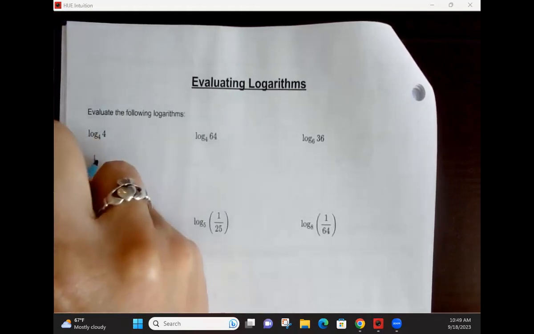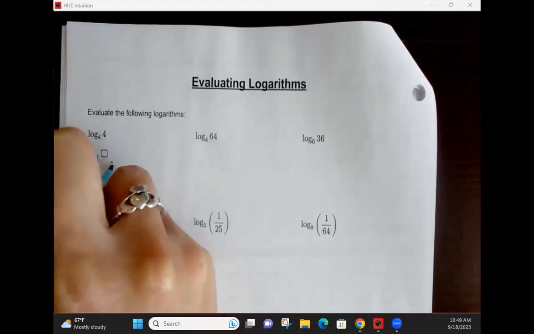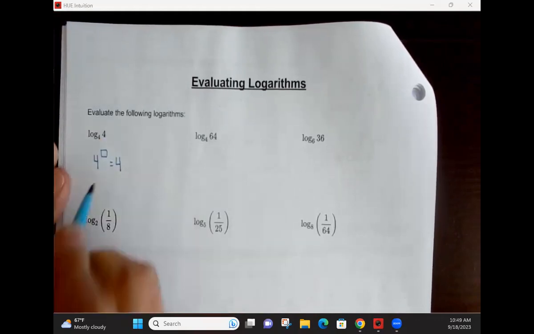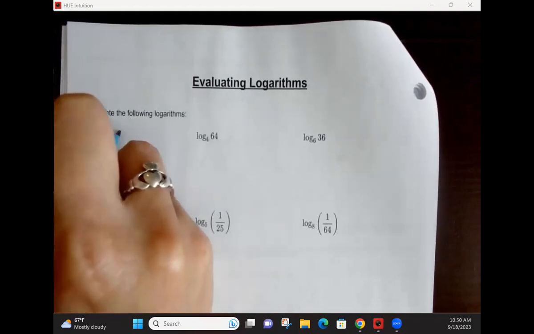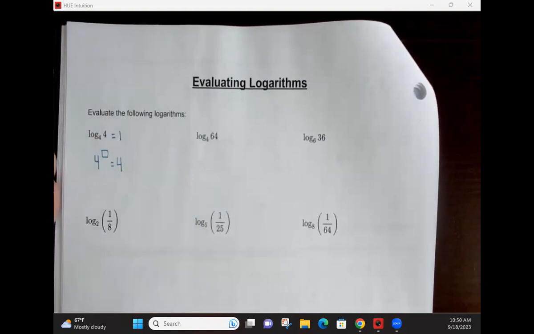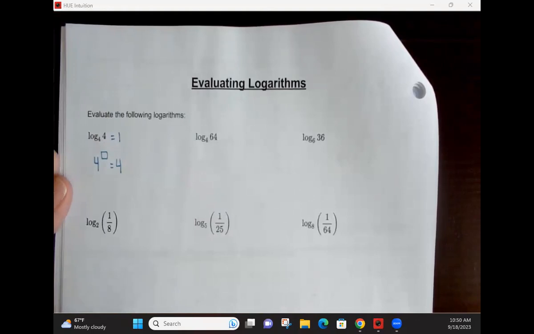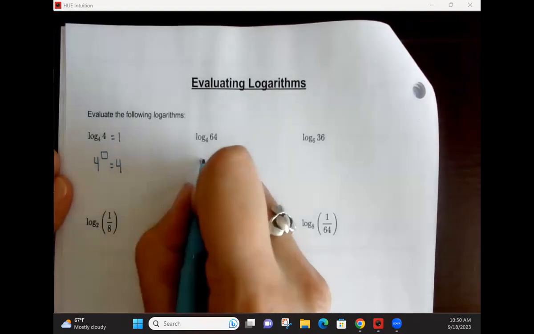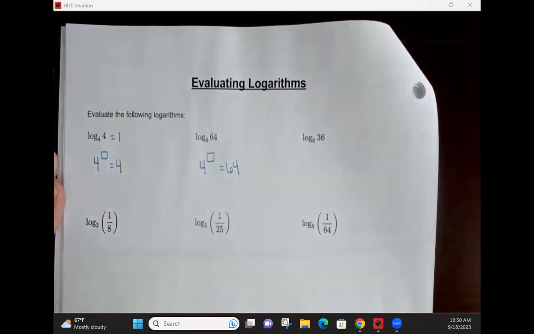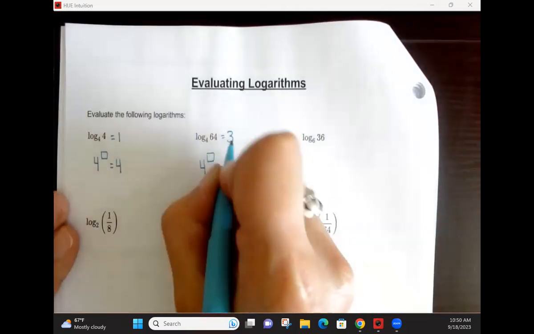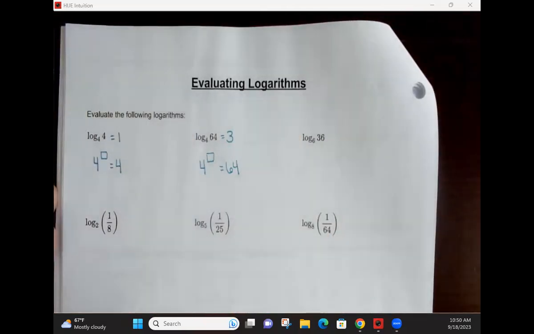So for our first example, this would be 4 to what power equals 4. What does my exponent have to be here? 4 to what power gives me 4? 4 to the first. So log base 4 of 4 equals 1. For my next example, 4 to what power gives me 64? Four to the third power, 4 cubed. So log base 4 of 64 equals 3.